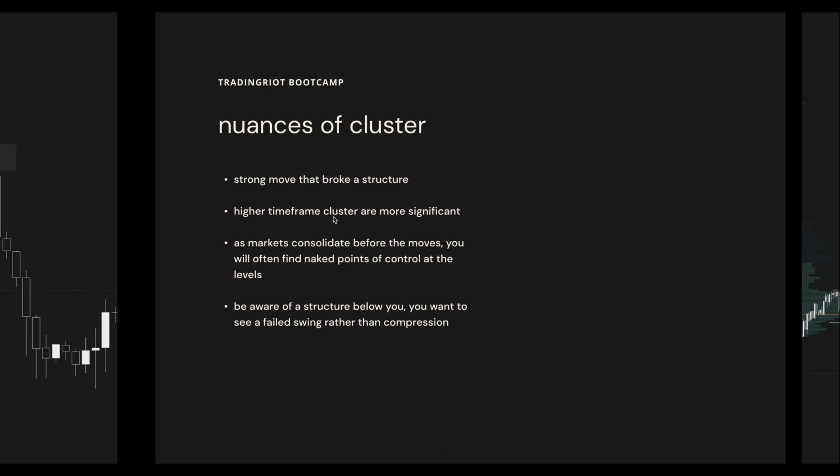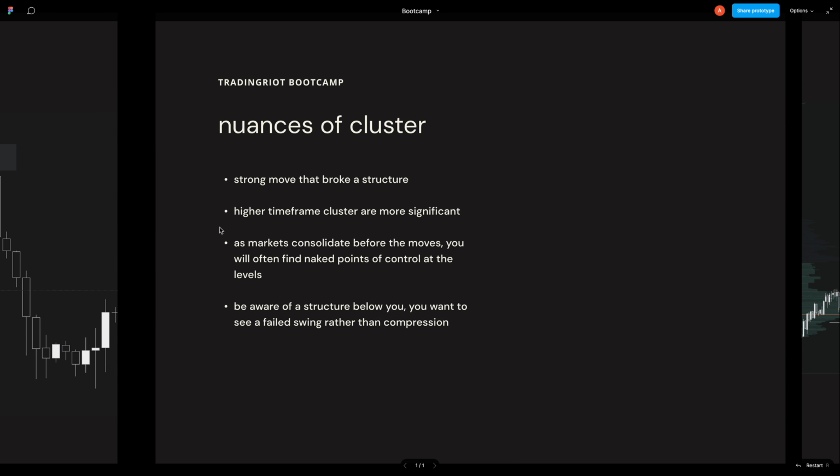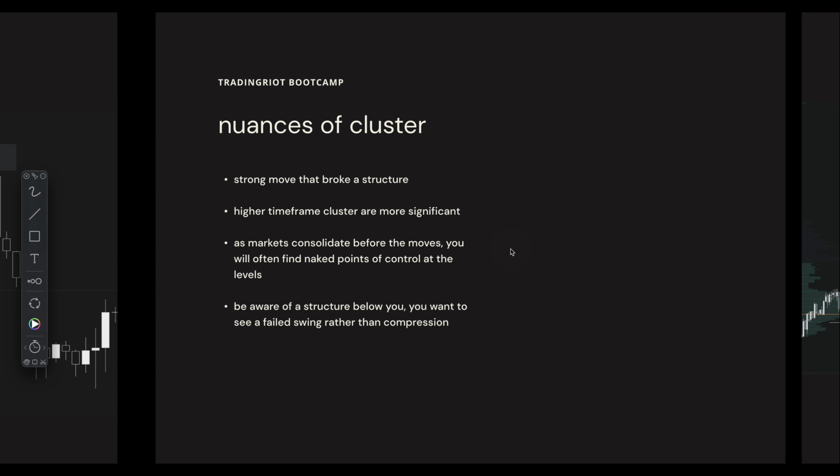This is obvious, as with any sort of levels. Higher time frame levels bring out more people to trading, so they will pose higher significance. As the market consolidates before the moves, you will often find naked points of control at the levels. This is the obvious thing. If this is your cluster, the market will move from there. You will have this value area from the day and the point of control there. So you will see the naked points of control at the levels where the cluster is. This is actually cool because it will easily help you to spot them.